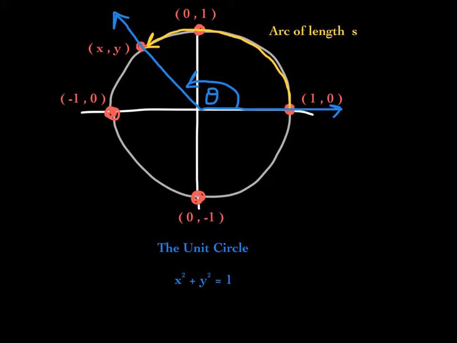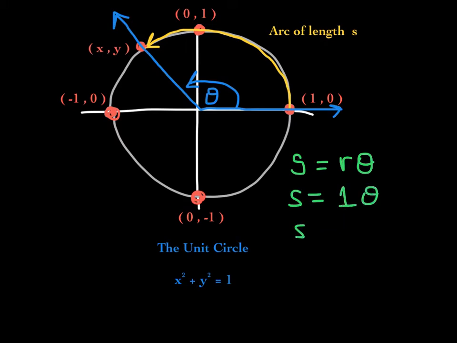All right, so we have learned from earlier studies that the arc length s is equal to the product of the radius of the circle and the radian measure of angle theta. This is from earlier lessons. Now, when the radius has measure 1 unit, then this just becomes 1 times theta.